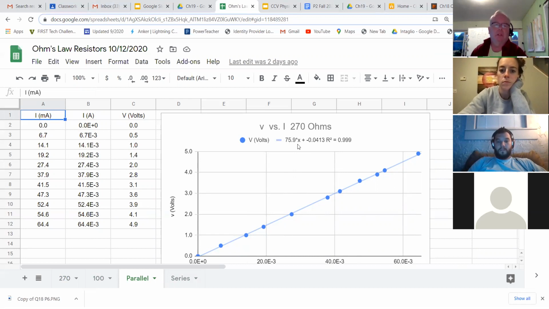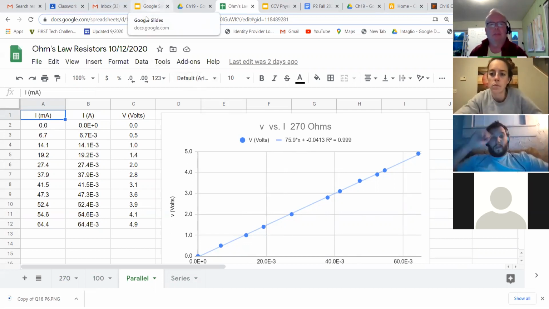The bottom line is that with 100 and 270 in parallel, the effective resistance of both together is less, because there's multiple pathways. And it's not half because there's more resistance in the 270 than the 100. But if they were both 100s, then yes, I would expect the resistance to be half. All right, so let's take a look at a couple of practice problems. I just wanted to remind you what the punchline was Monday night.